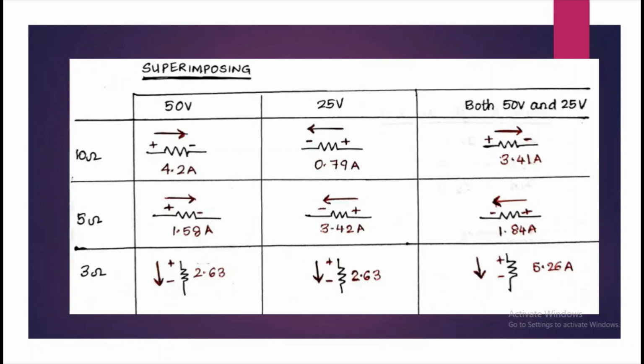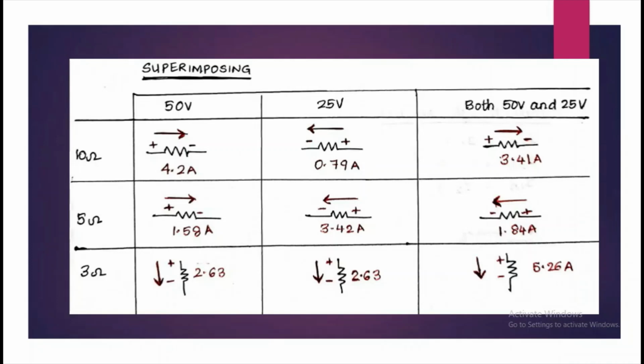Superposition theorem means we have to superimpose both the currents due to the 50 volt as well as the 25 volt source. So we must draw a table for each resistor considering the 50 volt source, then the 25 volt source alone, and then we calculate the net effect. If the currents are in opposite directions, we subtract, and if they are in the same direction, we add.